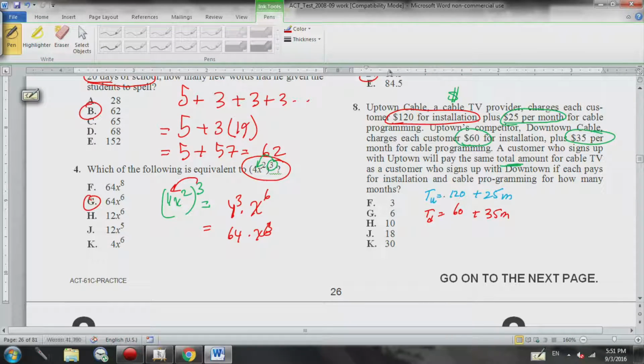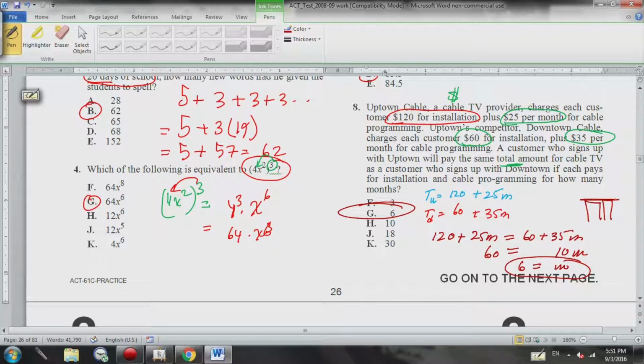So we can find out when the total is the same. You just make the amounts the same. 120 plus 25M equals 60 plus 35M. When are the total amounts that they pay going to be equal? So you set them equal. I subtract 25M from both sides, I get 10M over here. Subtract 60 from both sides, I get 60 over here. Divide by 10, I get M to be 6. So after 6 months, they would have paid equal amounts. After 6 months, they would be the same.